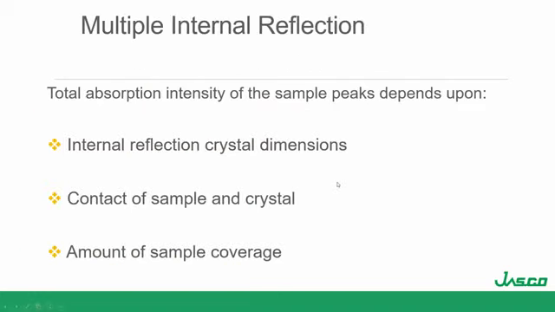So you have choices on ATRs where you can go from a single bounce, where the light just bounces off the crystal once, to multiple bounces up to 14 bounces, and the more bounces, the greater your signal. With the caveat that it's going to depend on the size of the crystal, and how good of contact you have with the sample and the crystal. So you want the whole crystal covered so you get the maximum out of it.